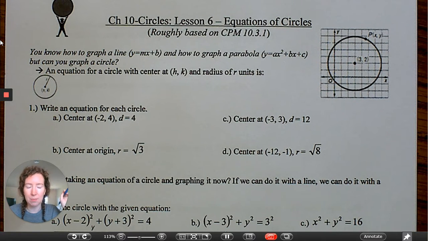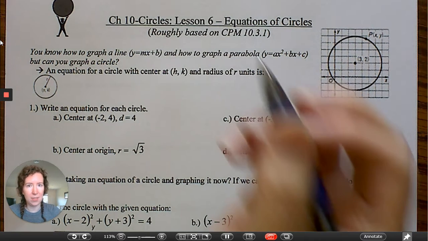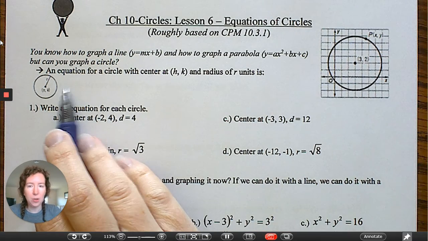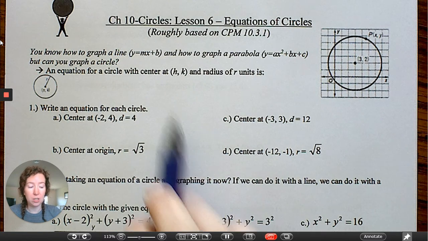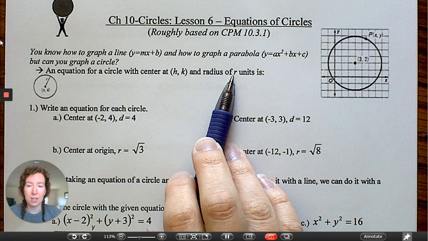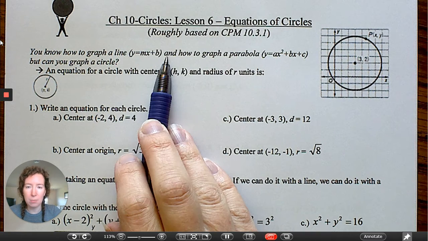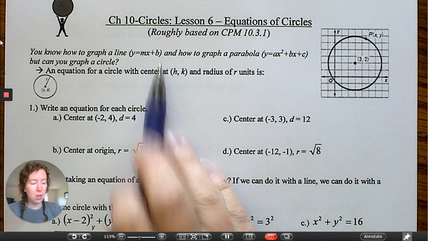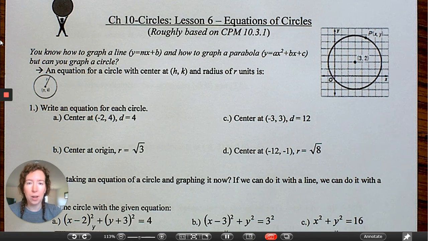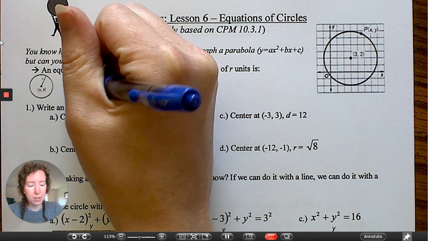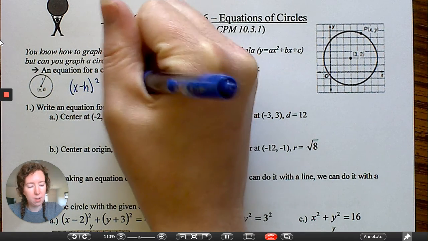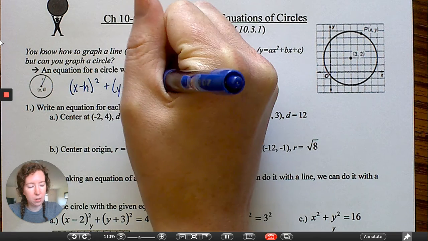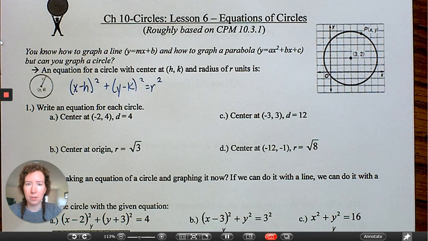It's not like y equals something, but let me just write this out for you and you can get an idea. Now, when you graph a line, you need to know the slope and the y-intercept. When you graph a circle, you need to know the center and the length of the radius. Just like we use m for slope and b for y-intercept, we're going to use h and k for the x and y coordinates of the center of a circle on a graph. And then obviously r is the radius. So here's our equation: x minus h squared plus y minus k squared equals r squared.